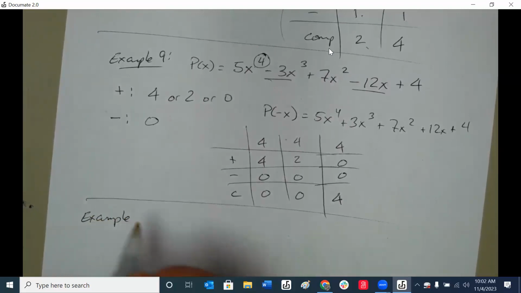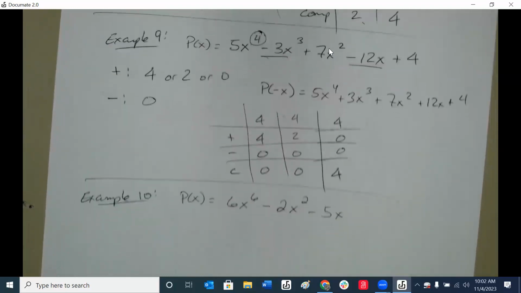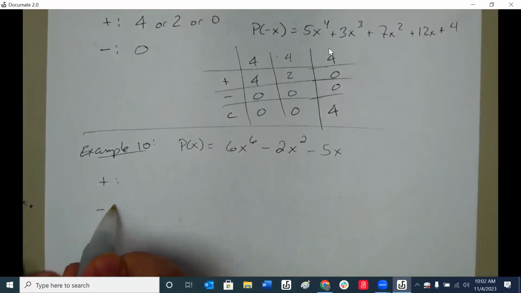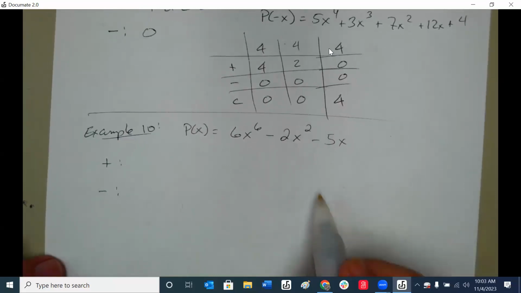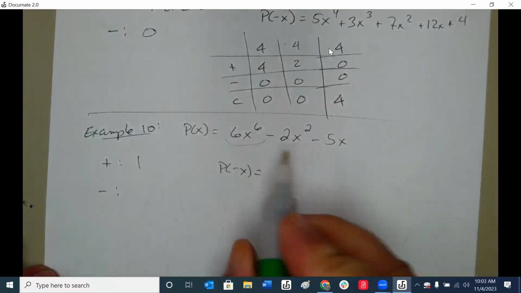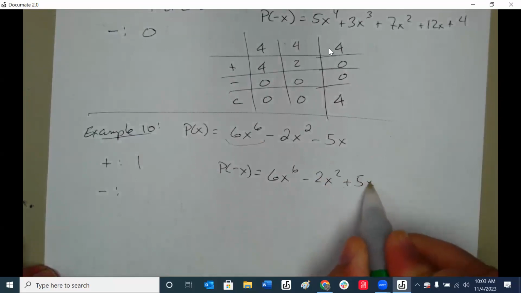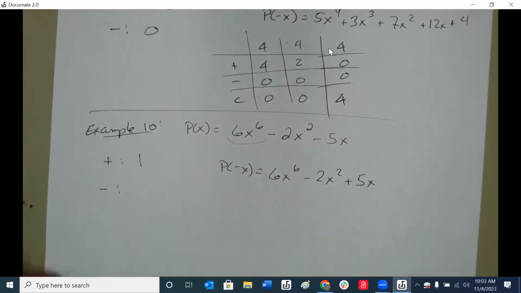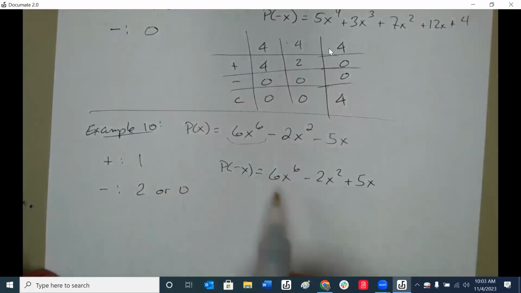And the last one. Example 10. The polynomial equals 6x to the sixth, 2x squared minus 5x. Number of positives? Right here. So we change it to negative x. So that doesn't change. That doesn't change. This is the only one that changes. So we have 6x to the sixth. We change that to a positive. So the number of negatives are 2 or 0. Because here's a sign change. Here's a sign change.